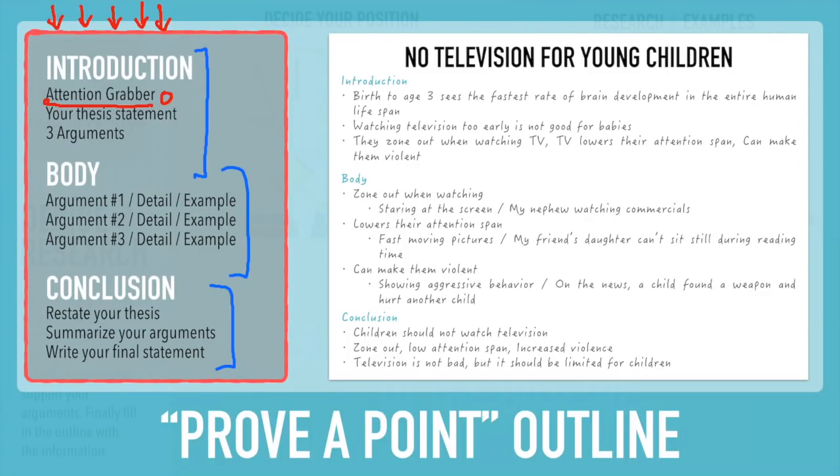So for my attention grabber, I chose to give a fact, all right? So we have the fact right here. Birth to age 3 sees the fastest rate of brain development in the entire human lifespan. This is a fact that I found online.